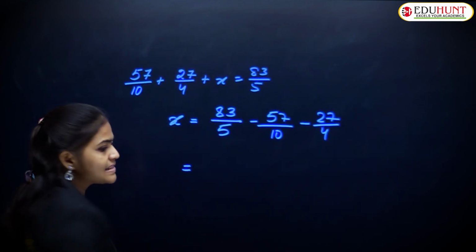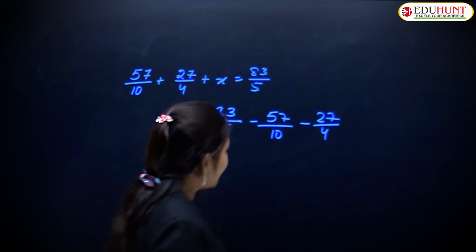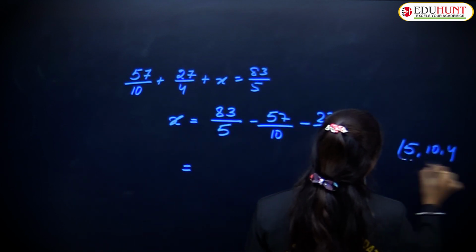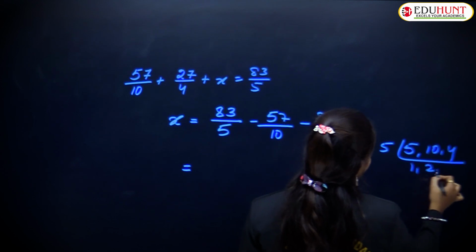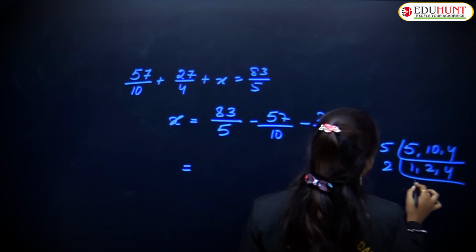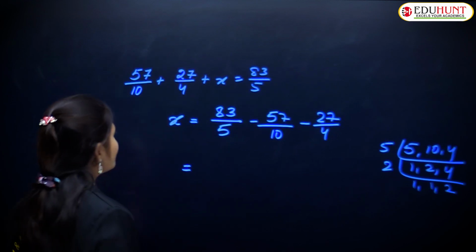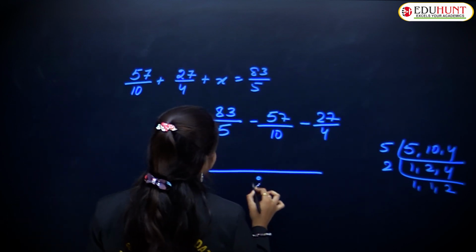So what is the LCM of 5, 10, 4? LCM of 5 and 10 is 10, we know that. So the LCM of 5, 10, 4: 5 ones, 5 twos, and here 4. So 2 ones, 2 twos. 5 twos are 10, 10 twos are 20. So the LCM is 20.